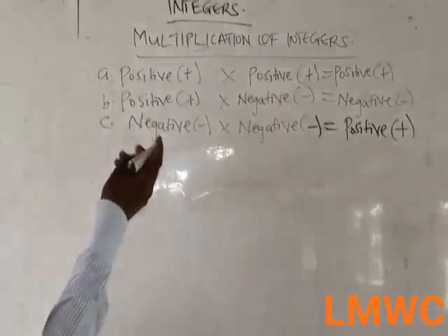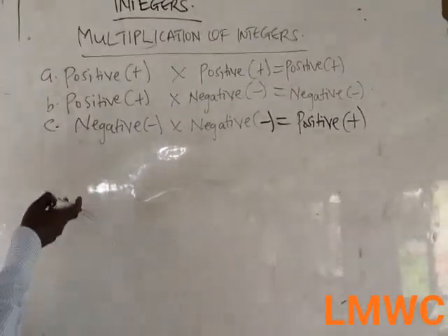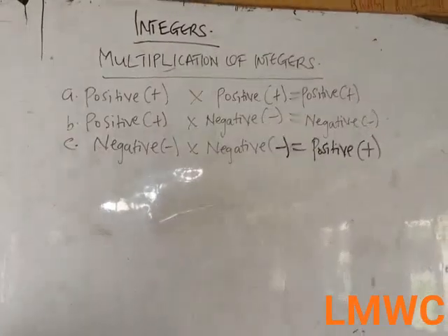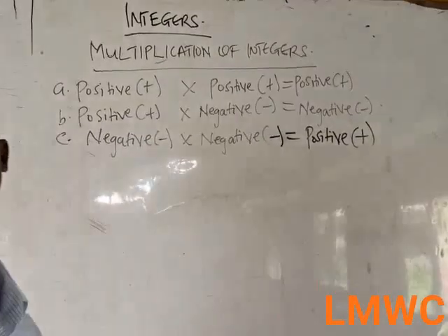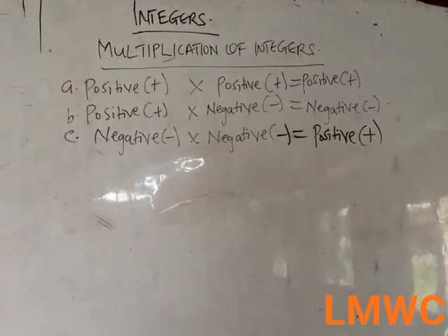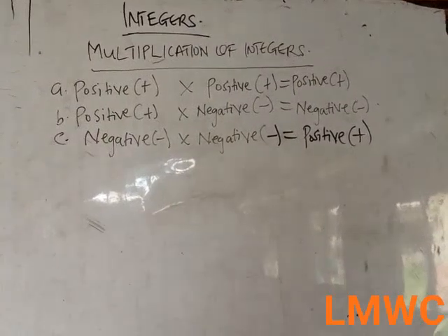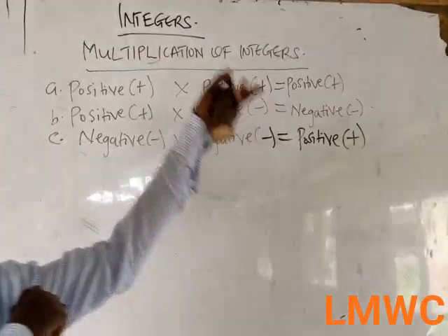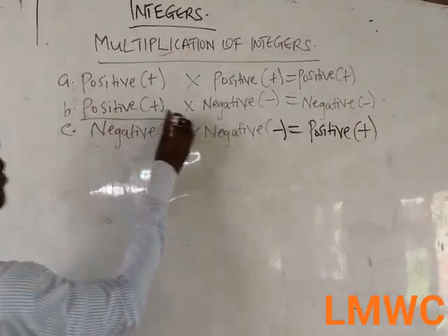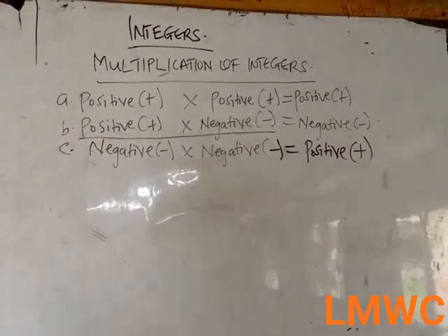Multiplication of integers. Under multiplication of integers, we also have certain things we should know. Positive times positive integer will give us a positive integer. Negative integer times negative integer will also give us a positive integer. But positive times negative will give us a negative integer. This is the same as negative times positive. Take note.